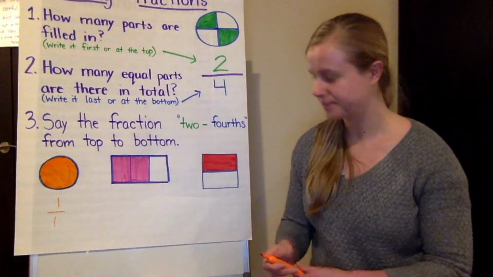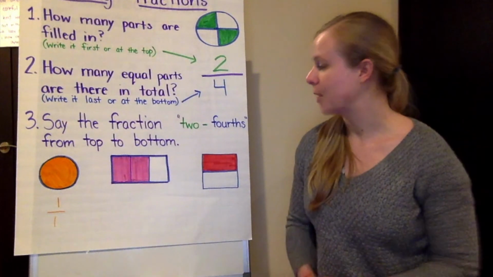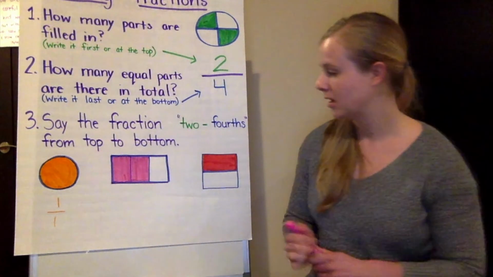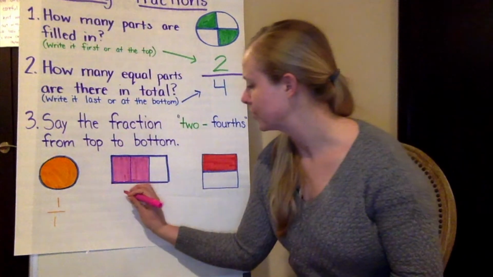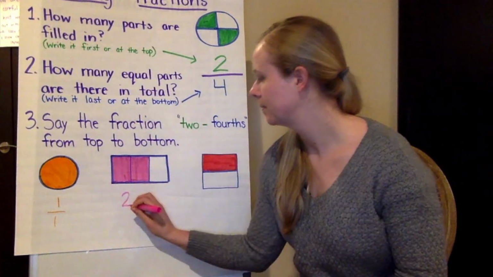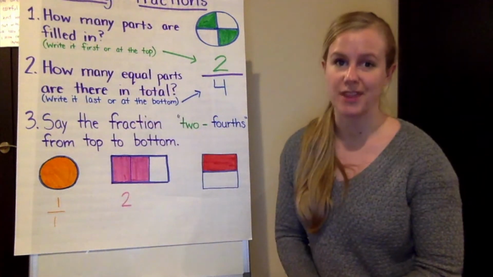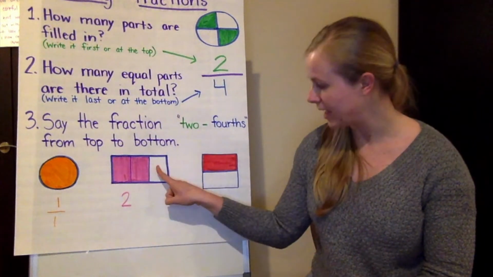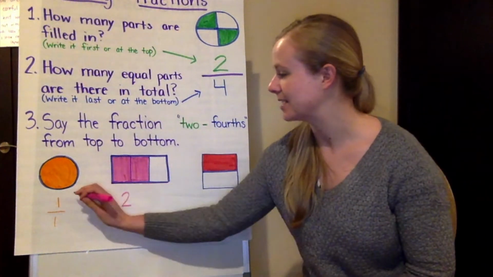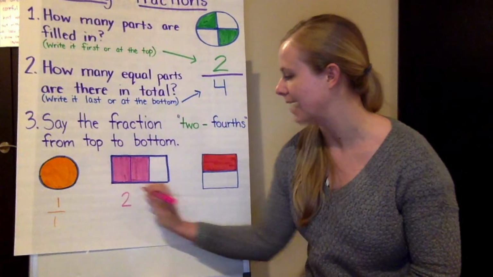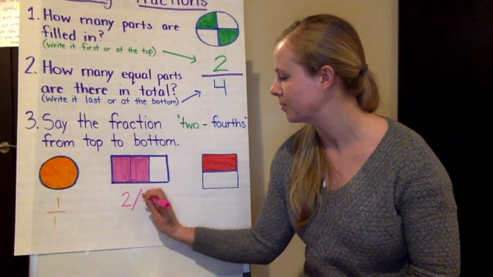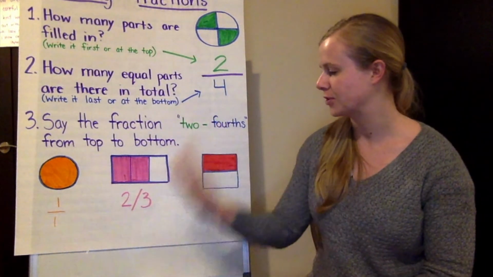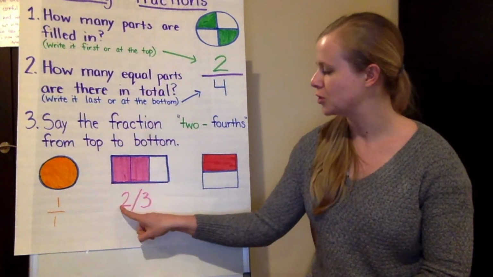Let's try this one. Step 1, how many parts are filled in? I see 2 parts filled in pink. I'm going to write that number first. How many equal parts are there in total? I see that this rectangle is split into 1, 2, 3 equal parts. This time, instead of doing top and bottom, I went first to last. So I make this slash before I write the 3. Then I say the fraction from first to last or top to bottom. 2/3.